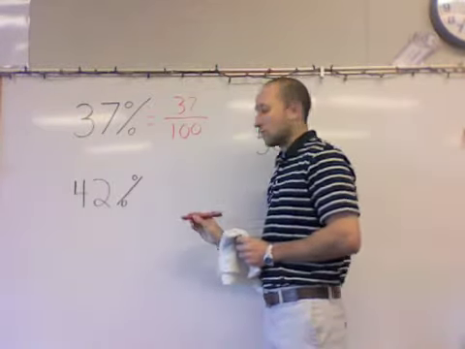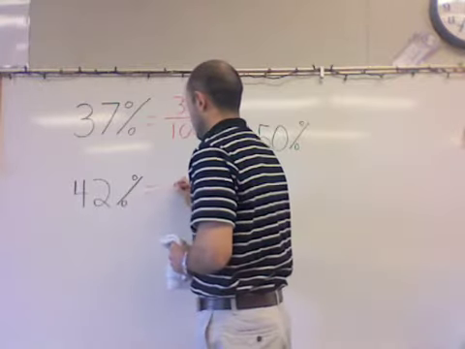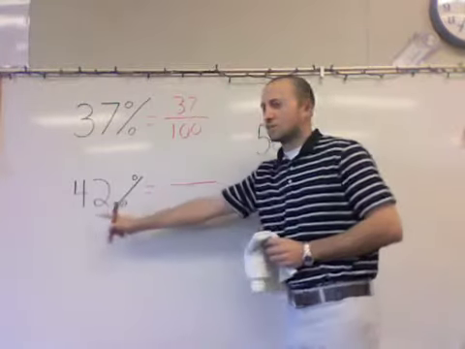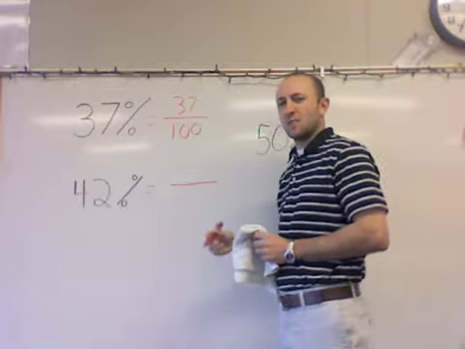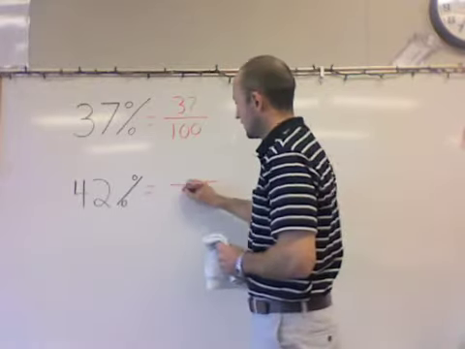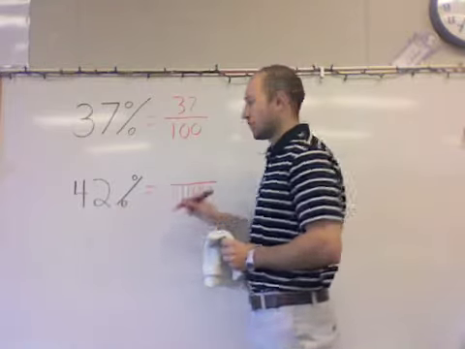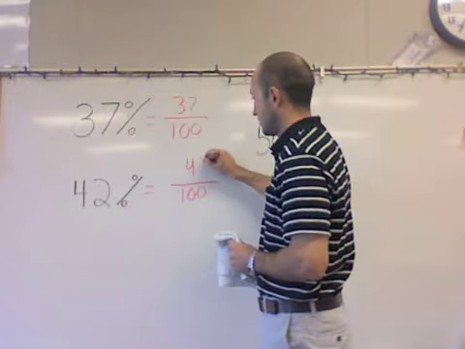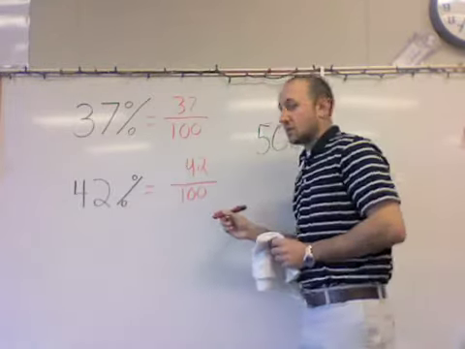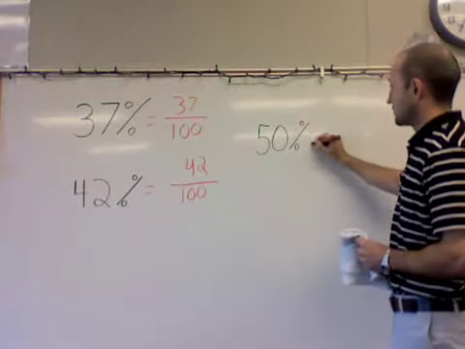Let's come down and look at 42% now. Once again, it's 42% out of a possible 100%. 100 becomes my denominator. This number 42 becomes my numerator. 42 hundredths. Finally, we come over to 50%.